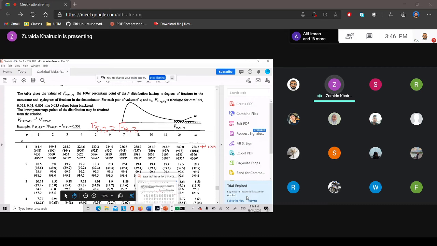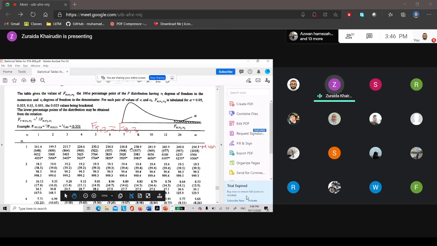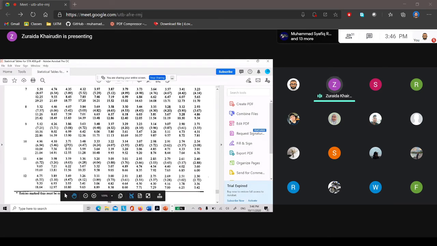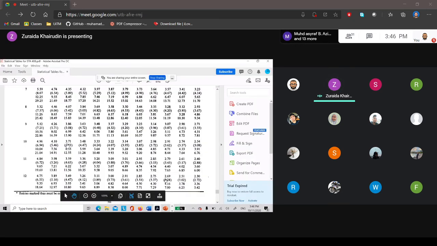So what is your alpha in this question? Alpha is 0.025 and V1 is 12. Okay, so alpha is 0.025, which is second value, nilai yang kedua dalam bracket. Tengok V1 12 here, V1 12. Okay, and then you check also for V2 12. So V2 is also 12 here. Okay, the answer is 3.28. Yeah, here. Second value, 3.28. Okay, so next.